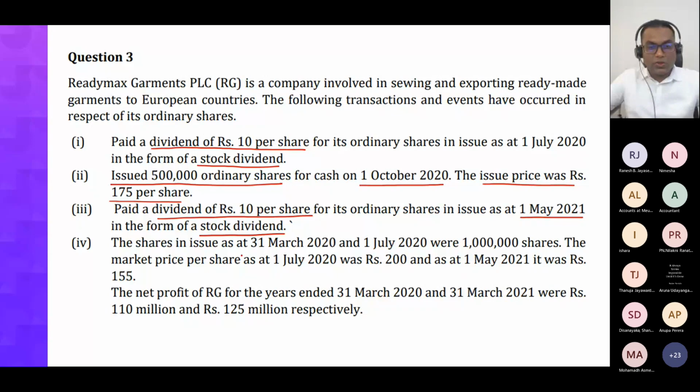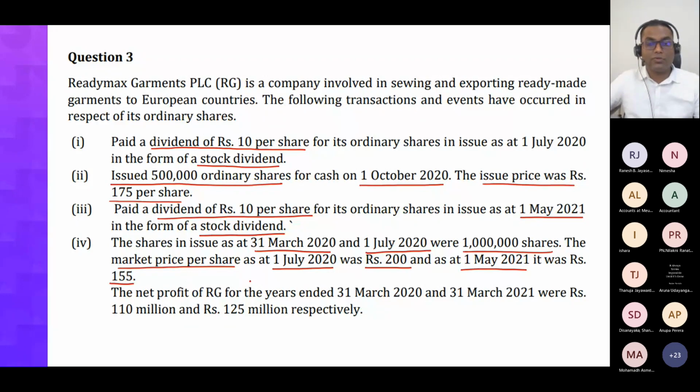Then the shares in issue as at 31st March 2020 and 1st July 2020 were 1 million shares, at the end of the last financial year, as well as before making the first dividend payment in terms of the stock dividends. Number of shares issued by the company was 1 million. Market price per share at 1st July 2020 was 200 rupees, and market price on 1st May 2021 was 125 rupees.